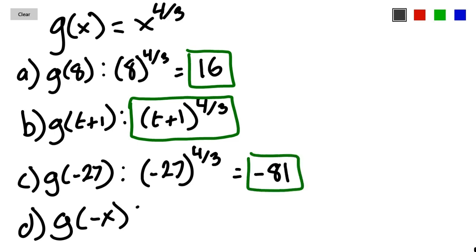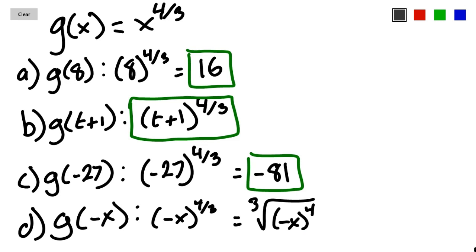And then lastly, I don't have to restrict it to just numbers. I can even plug in a negative x here and see what happens. So if I plug in a negative x to the 4/3 power, remember this is the same as the cube root of negative x raised to the 4th, and a negative number raised to the 4th power is a positive number. And the cube root of a positive number is just going to be a positive number. So this is x to the 4/3 power also.